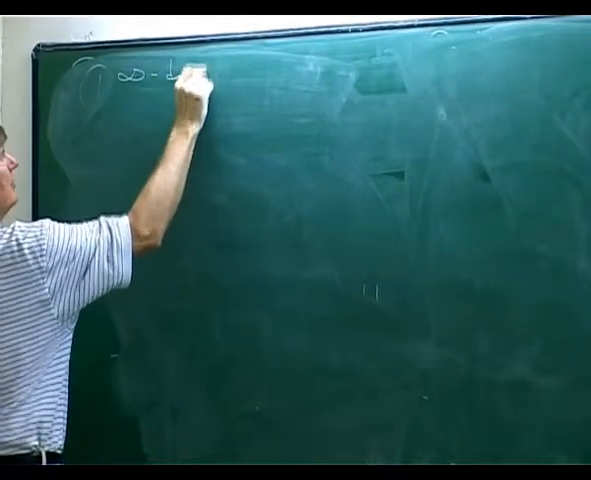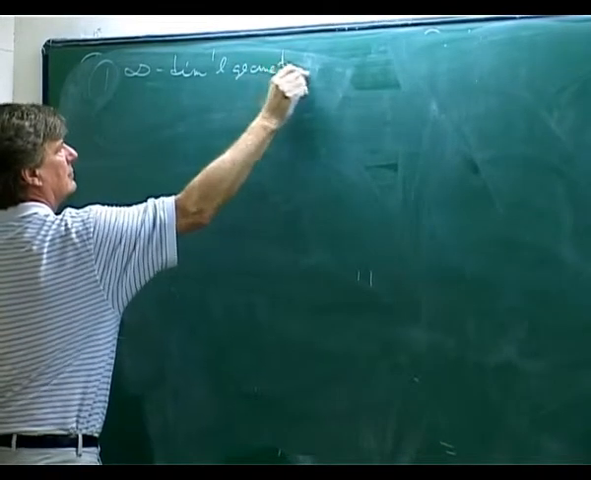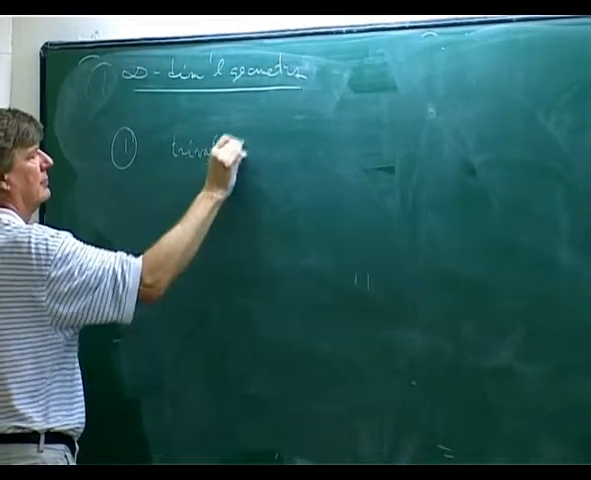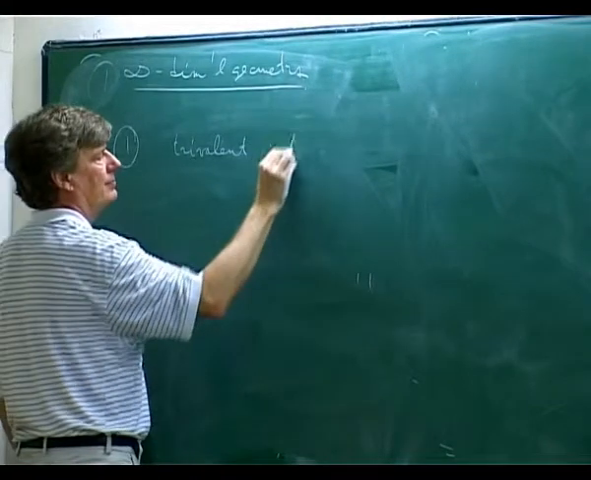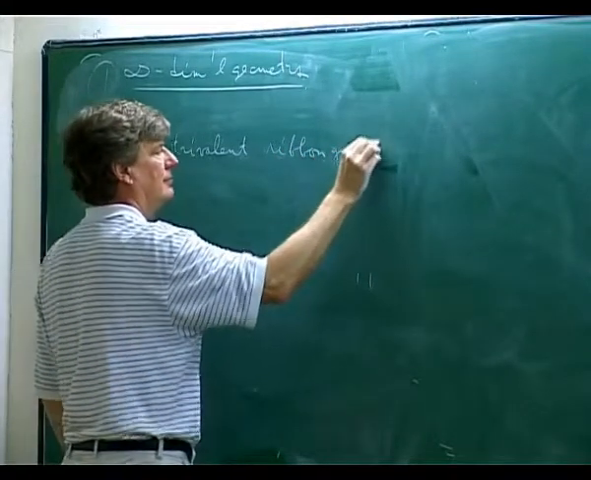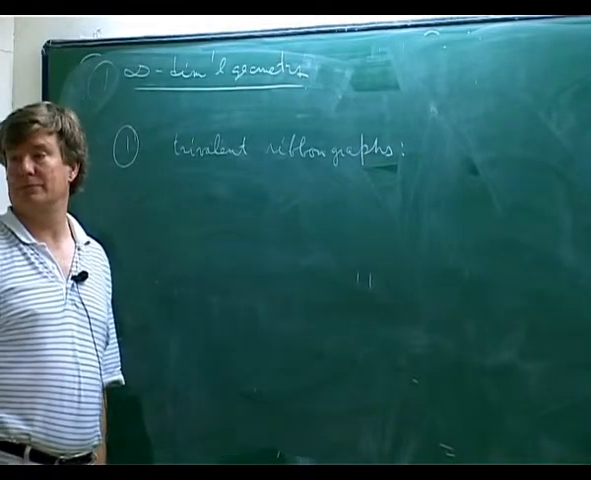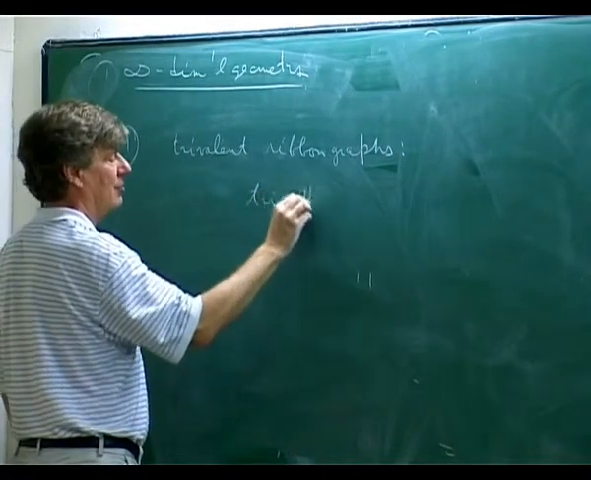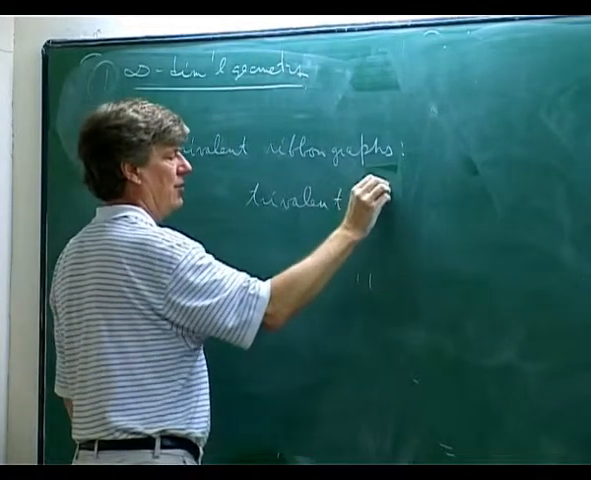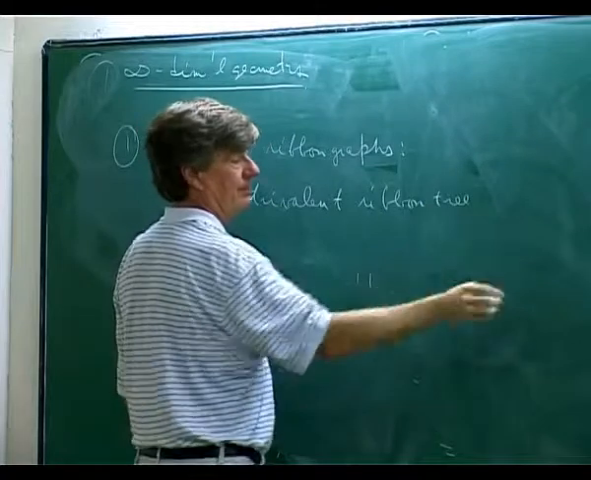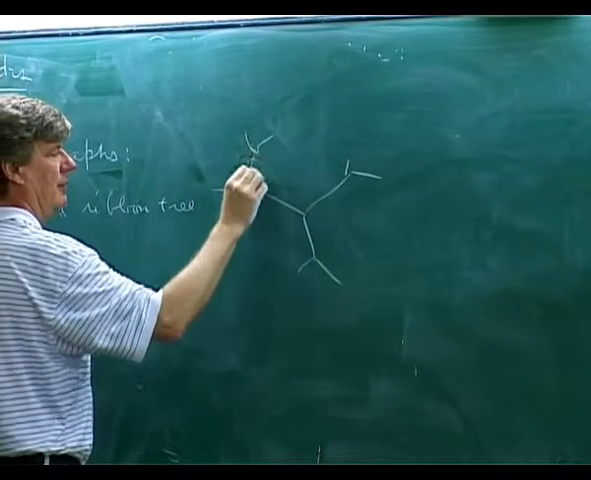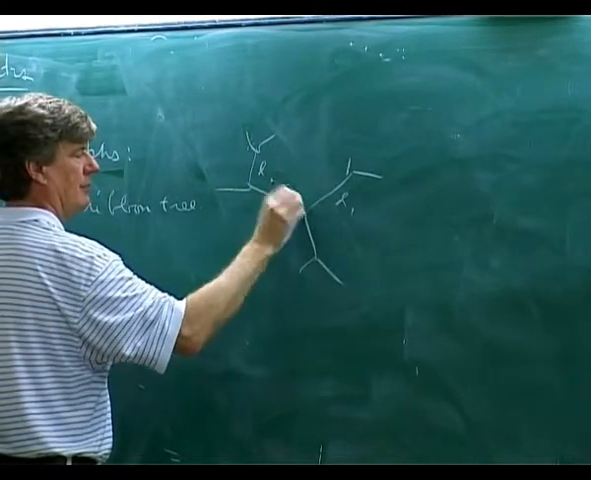So, infinite dimensional geometry. So one, well, what have you got? You've got trivalent ribbon graphs. So what do they have in common? Well, they have the same universal cover, which would be the trivalent ribbon tree. So in other words, you've got an infinite tree in the plane, and you put lengths on, and so on.